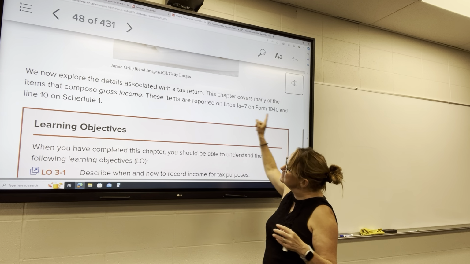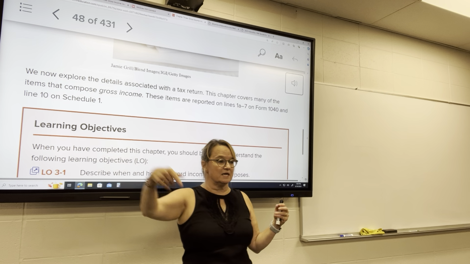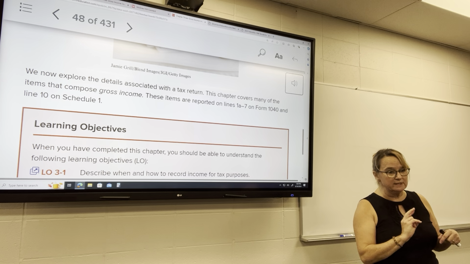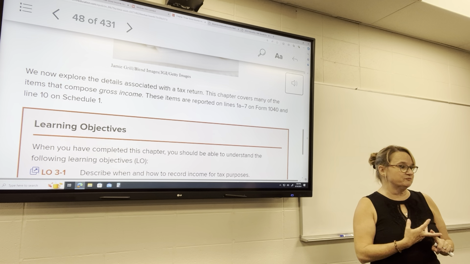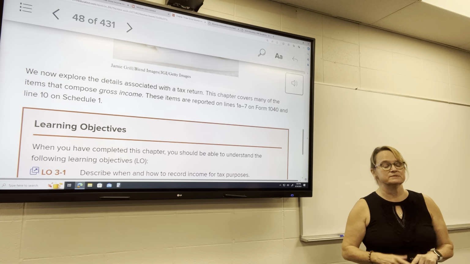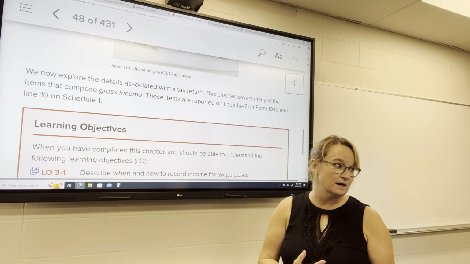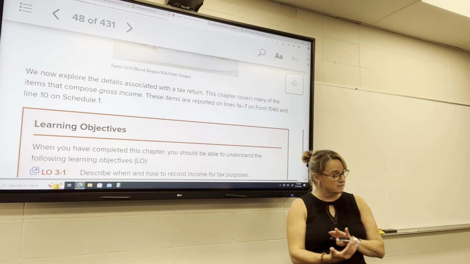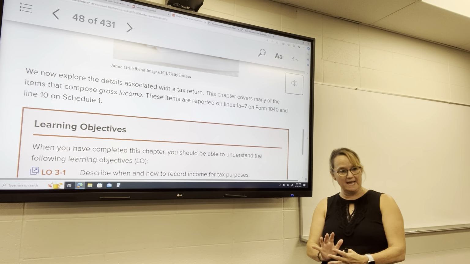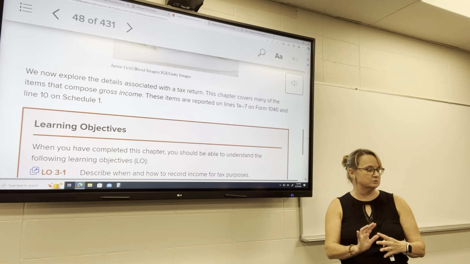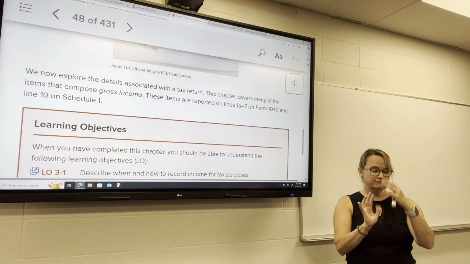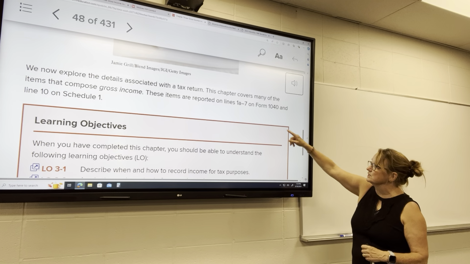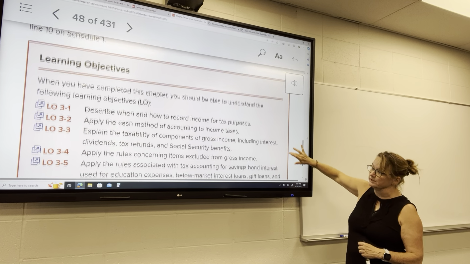And then also some of these are items that are listed on the Schedule 1. Remember, if you recall, on that Schedule 1, we had 2 pages to it. First page was for other income or additional income. Second page was for adjustments to income. When we get to chapter 4, we're going to talk about those adjustments. So we're going to flip to the other side of the Schedule 1. For this chapter, we're going to look at the first page of that Schedule 1, as well as those lines 1 through 7 on the 1040.